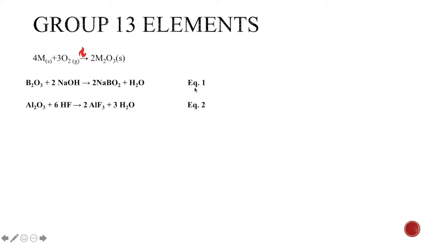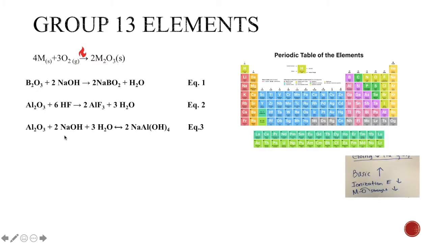The oxides of aluminum and gallium are amphoteric. Equation 2 is an example of aluminum oxide reacting with hydrofluoric acid, and equation 3 is an example of its reaction with a strong base. Gallium oxide, being amphoteric as well, works the same way, and indium oxide and thallium-3 oxide are basic, so they'll react with acids. As we can see, the basic characteristic increases going down the group.